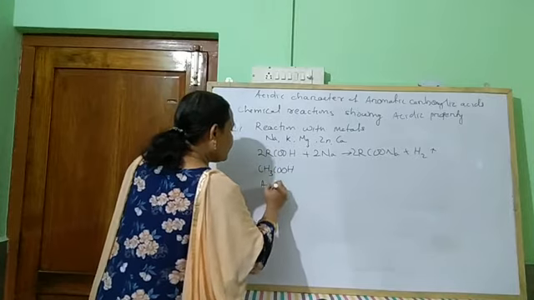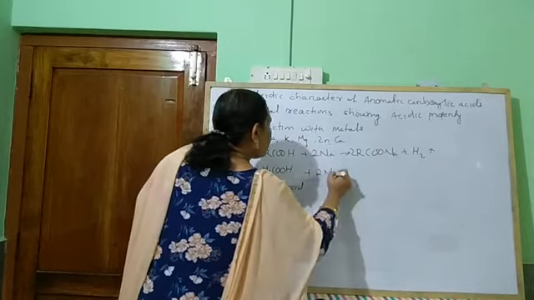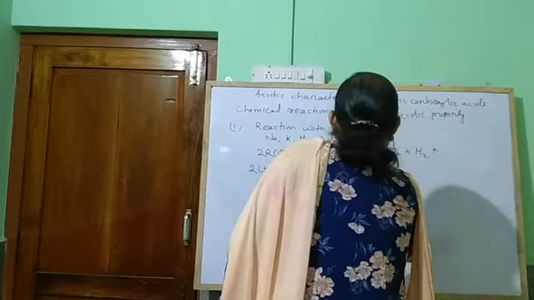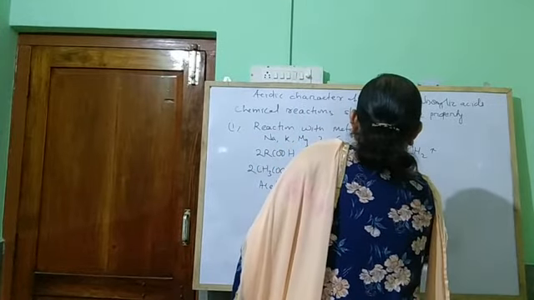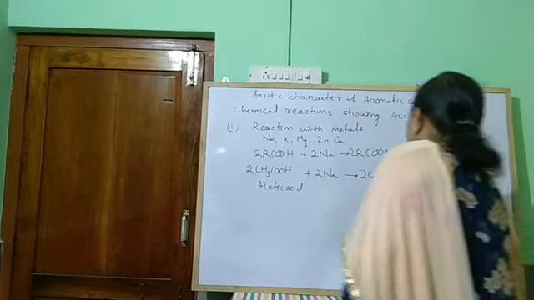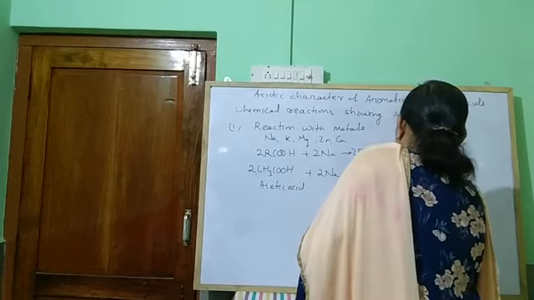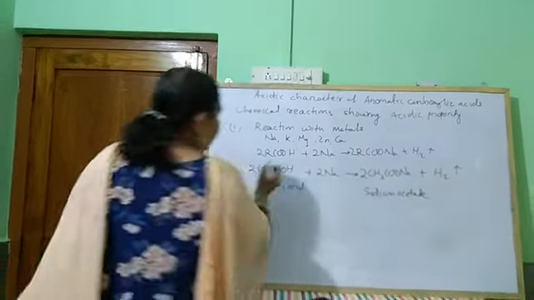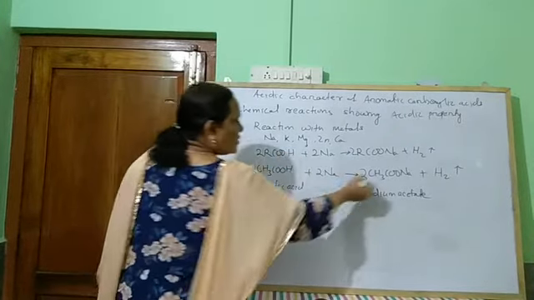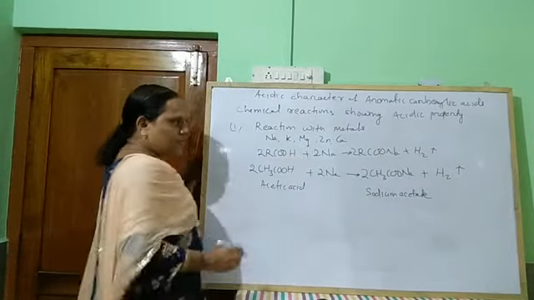Similarly, if you take acetic acid plus sodium metal, it gives sodium acetate plus hydrogen gas. So here bond breaking takes place between this O and H. This is your acidic property. Bond breaking takes place between this O and H. It shows the acidic property.